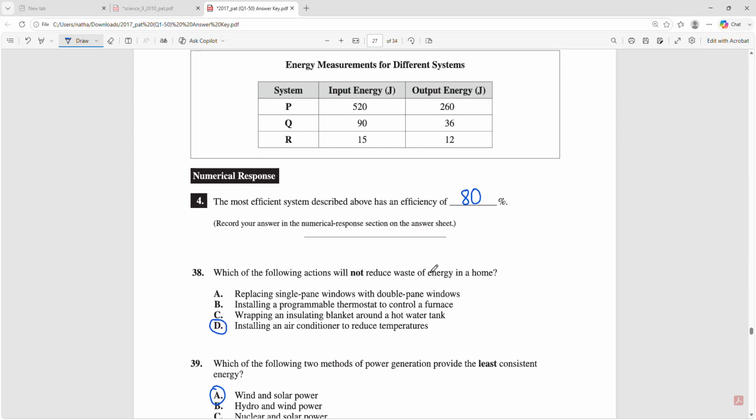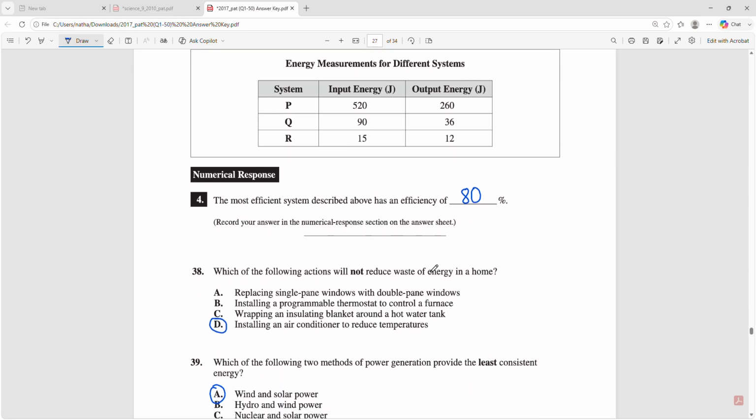Energy measurement for different systems. System P, System Q, and System R. System P has an energy input of 500 joules and gets 260 joules of useful output energy. Q has 90 in and gets 30 out. And R has 15 in and gets 12 out. So remember, our efficiency is determined by our output over our input.